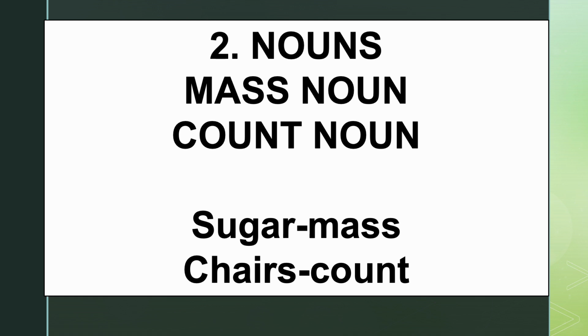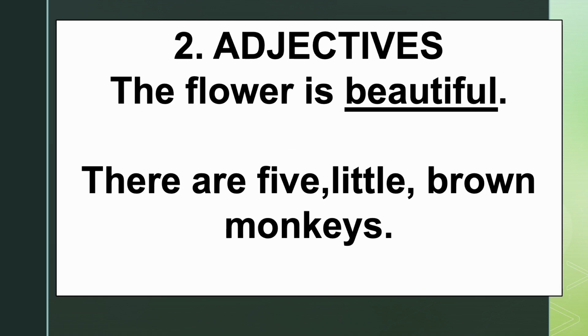How about the count nouns? Count nouns are nouns that you can count using your fingers. Like for example, chairs. So there are 5 chairs, there are 10 chairs, or whatsoever. Next are adjectives. Adjectives are describing words. They describe a noun or a pronoun. Example here: the flower is beautiful. The word beautiful describes the flower, so beautiful is the adjective.